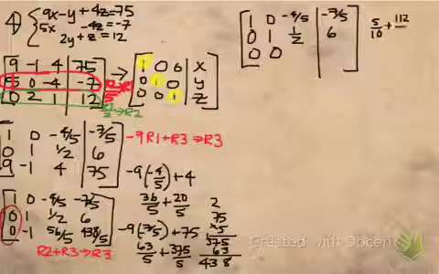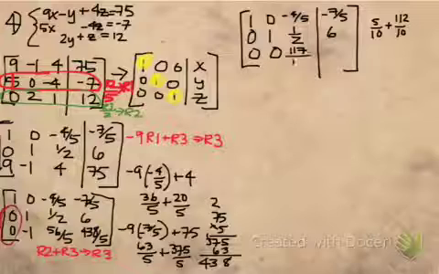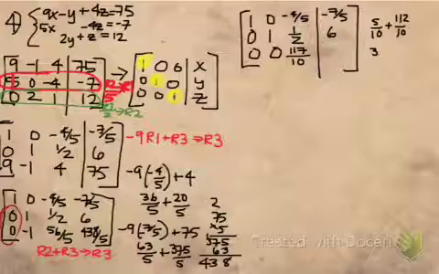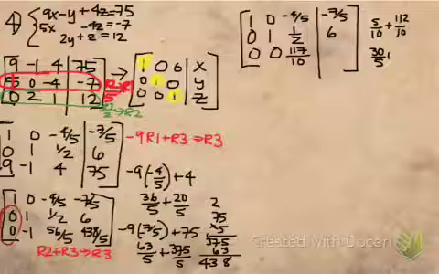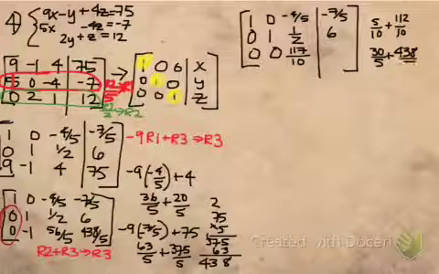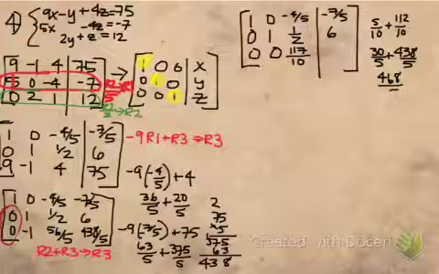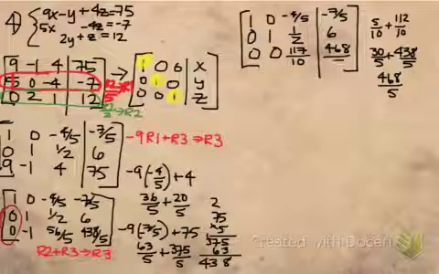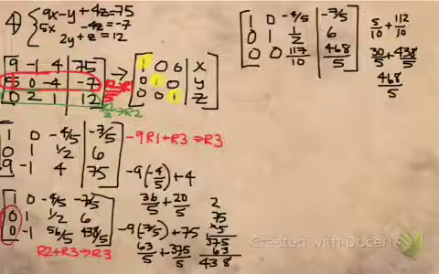So 5/10 plus 112/10 gives me 117/10. And then if we add 6 plus 438/5, that's 30/5 plus 438/5 gives me 468/5. So again, ugly fractions, but still works. And then we just need to turn that into a 1. The 117/10 needs to turn into a 1. So we just multiply by the reciprocal.